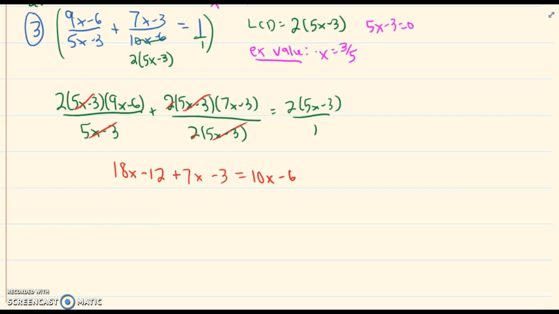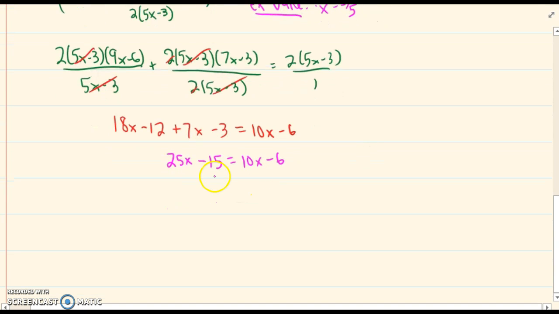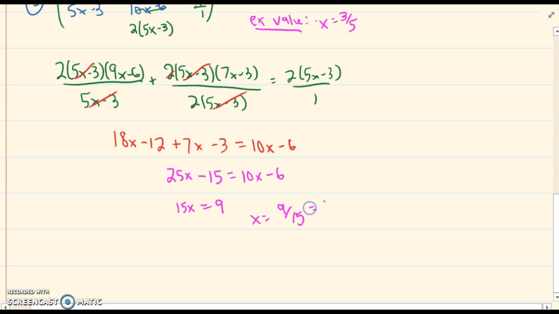Combine like terms, we've got 18 and 7. That's 25x. Negative 12 and negative 3 is negative 15. And we can solve. So bring 10x over gives me 15x. Bring the 15 over, that gives me 9. And x equals 9 over 15, which, oh man, it happened again. So we take the 3 out of each of those, and I'm going to get 3/5, which we know can't work. So we have no solution once again.